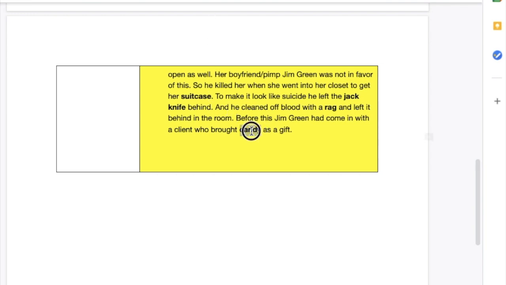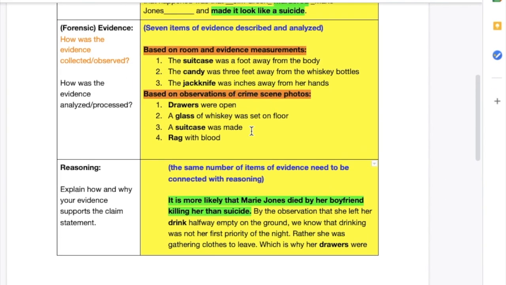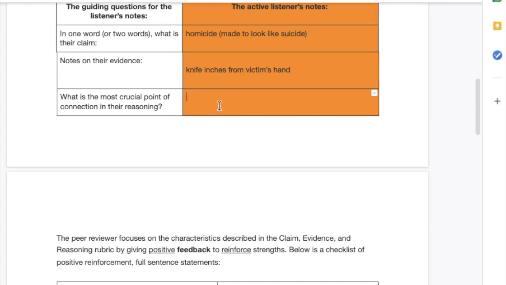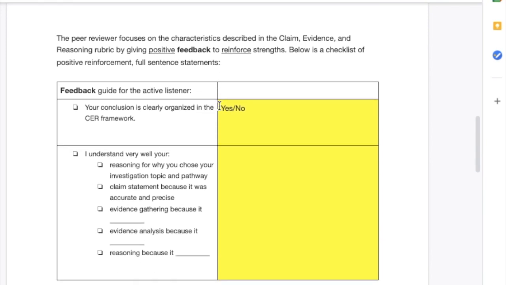And finally, there's another bit about candy. Is there candy listed in the evidence? Yep, there is. Okay. And it was near the whiskey bottles. Okay, so I'm going to go back here, and I'm going to say most crucial point. I think it was the knife, wasn't it? So I would say the knife and the rag probably. So I would type an answer about that. I'm not going to make this video longer at this point.